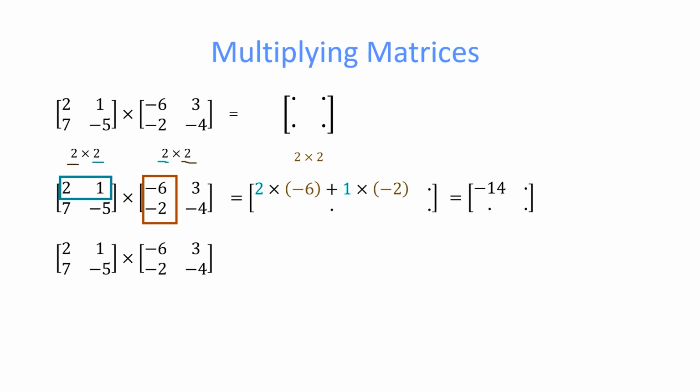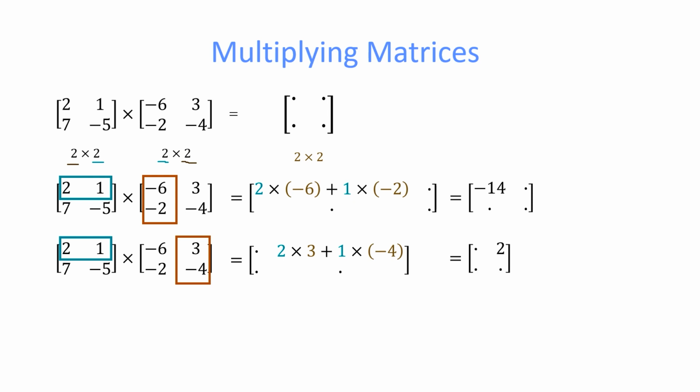Now let's move to another position. How do we do that? Let's again take the first row. Now we want to multiply with the second column. So we get 2 times 3 plus 1 times minus 4. When you do the math, you get 2 times 3, which is 6, plus minus 4, which gives you 2.